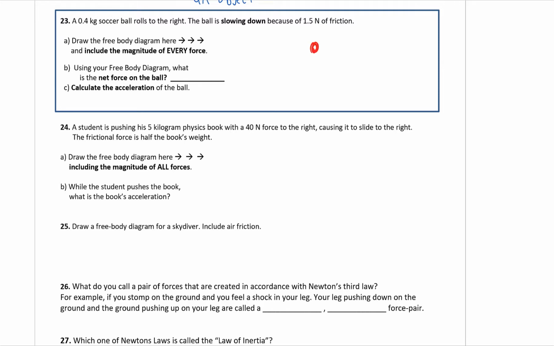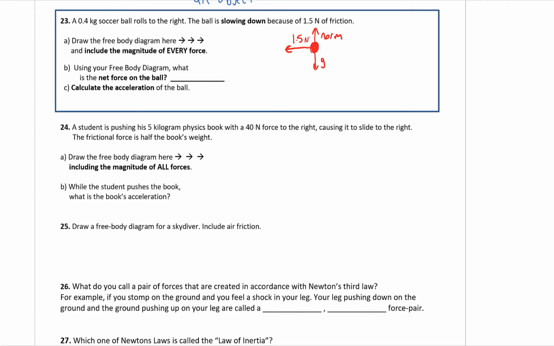So you have a ball, and on the planet Earth, you're always going to have gravitational force going down and normal force going up. So gravity, normal force. Now, it's moving to the right, but there's no force to the right because nobody's pushing it. The only force acting on it is actually the frictional force opposing the motion. So this way, you have 1.5 newtons of friction.